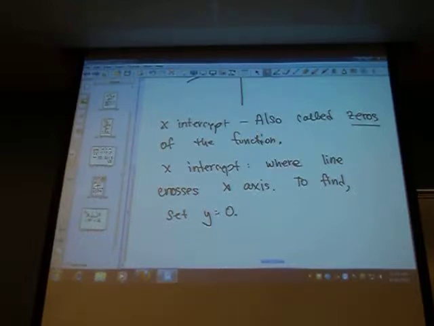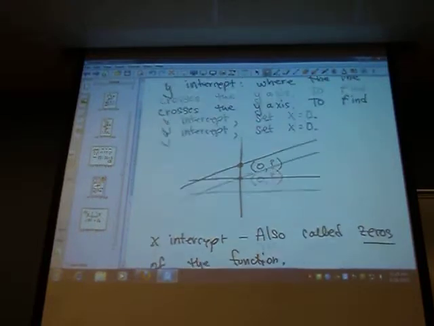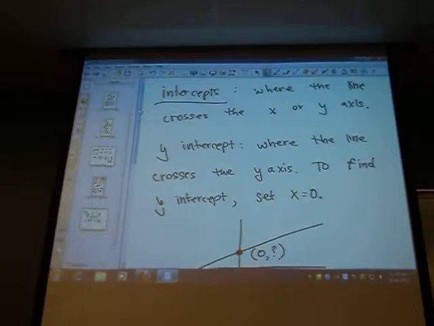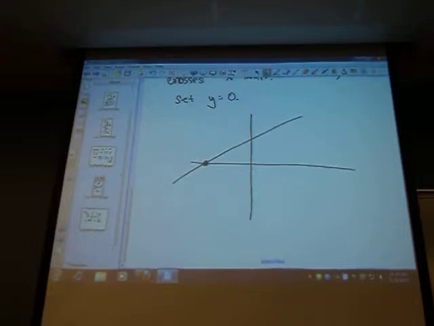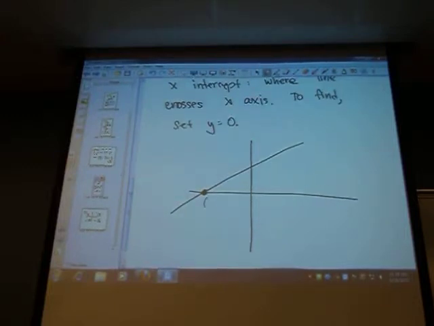Set the entire equation equal to 0 and solve for x. Alright, so to find your intercept, you want to set the opposite variable equal to 0. To find your y-intercept, you let x equal 0. To find your x-intercept, you want to set y equal to 0. So if I set y equals 0, that would give me a point on the x-axis where x would be something and y would be 0.